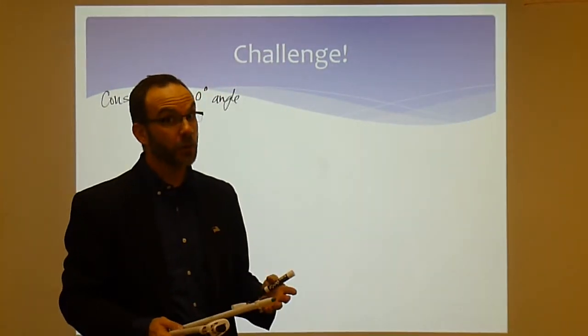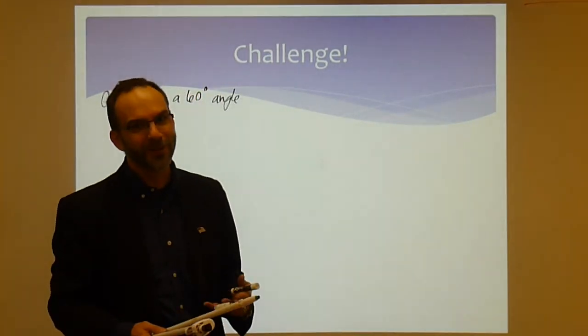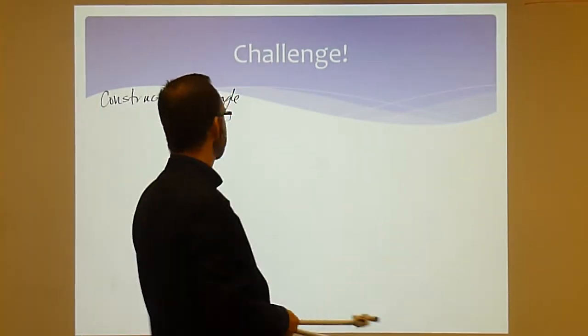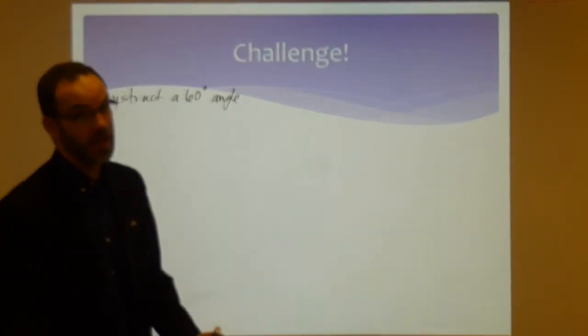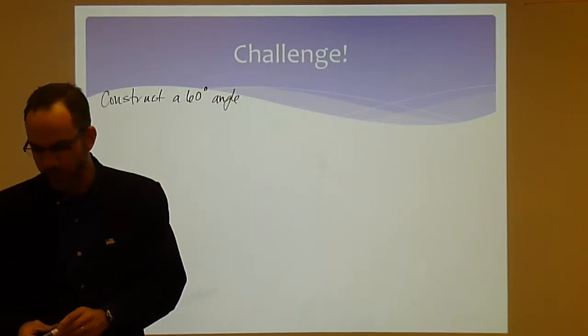Because if I can draw an equilateral triangle, I know that one of the angles, in fact, all of the angles, are 60 degrees. Well, I have to have some side length, right? So let me do this. Here's what I'm going to do.